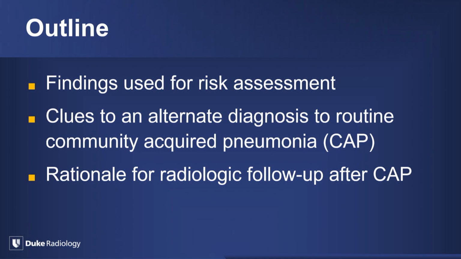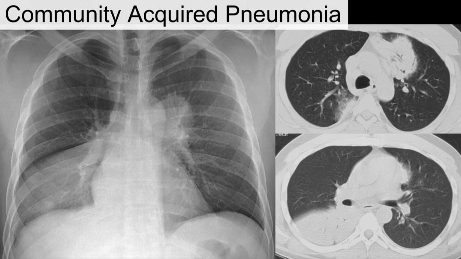Then I'm actually going to spend most of the time talking about clues to suggest that you're not dealing with an ordinary run-of-the-mill community-acquired pneumonia. I think most of us feel pretty comfortable looking at radiographs and saying, yeah, that looks like a pneumonia, but I really want to talk about some things that might suggest something other than a routine pneumonia. And then I'll spend a little bit of time, depending on when we get there, on the rationale for radiographic follow-up after a documented community-acquired pneumonia.